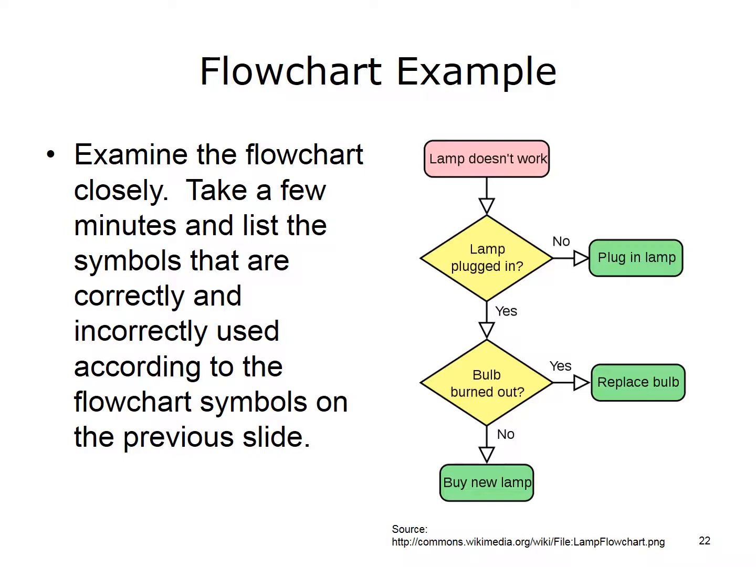Pause the slides now. Comparing the flowchart on this slide to the symbols on the previous slide, we see that the rounded corner rectangle used as a terminator should be a different shape, one with parallel lines on the top and bottom, and half-circle curvature on the left and right sides. The arrowhead should be shaded or filled in rather than open.